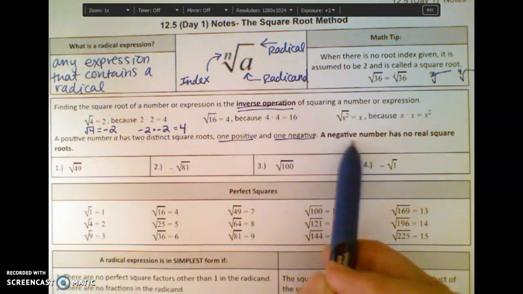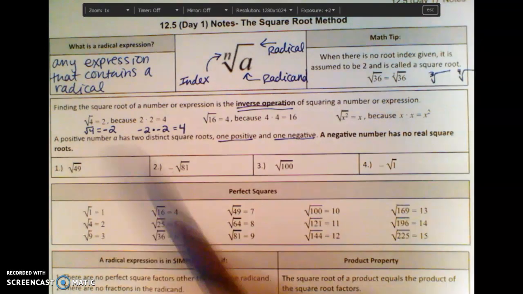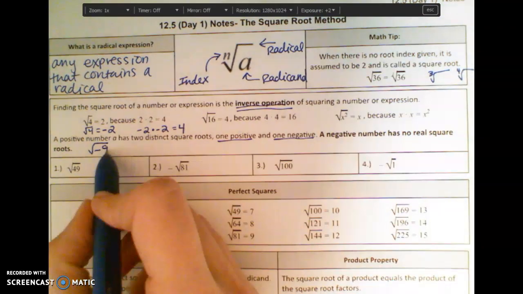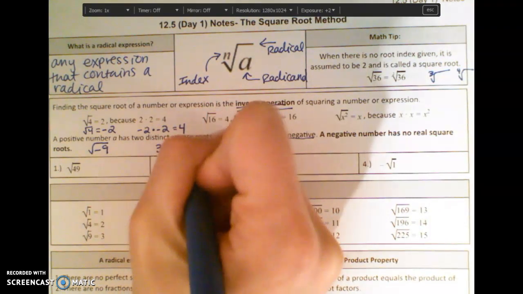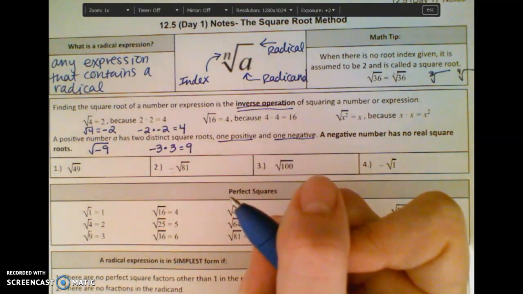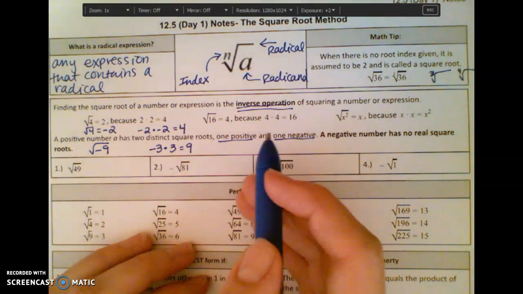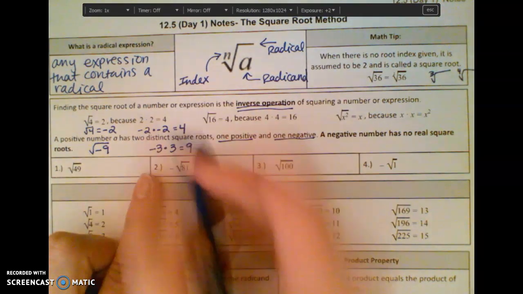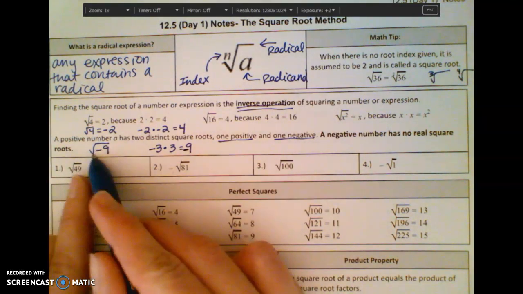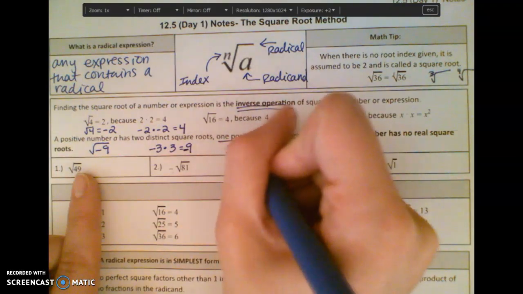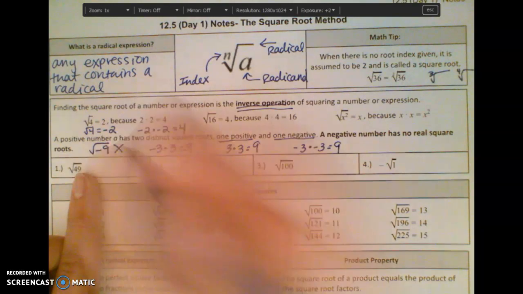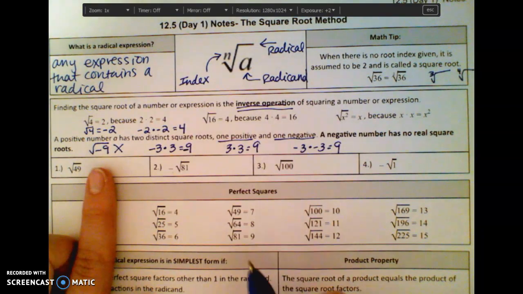Last note here. A negative number has no real square roots. So let's look at that. The square root of negative 9. We know that 3 times 3 equals 9. How do I make that a negative 9? I would make one of them negative. But what is the definition of a perfect square? A perfect square is something times itself. So negative 3 times 3 is not something times itself. So this cannot work. There is nothing times itself that can give us negative 9 because we know that positive 3 times positive 3 is positive 9. We know negative 3 times negative 3 is positive 9. So this will not work.